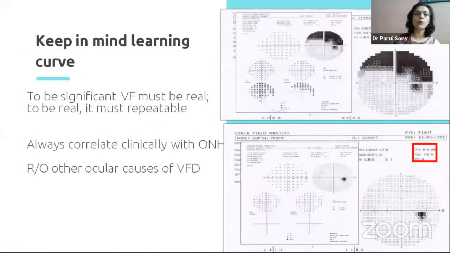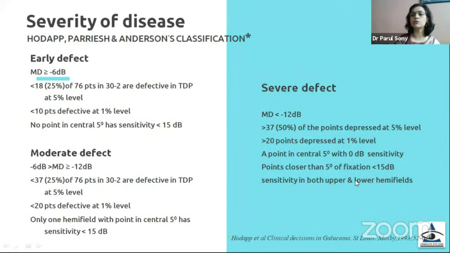And also we should always remember that there is something like a learning curve. So when the patients do the test for the first time, they may not do it nicely. Just to give you an example, this patient showed a superior arcuate scotoma, and when we repeated the test, the scotoma disappeared. So a learning curve is very important. We should always repeat the test and we should have at least 1 or 2 tests to have a proper baseline.